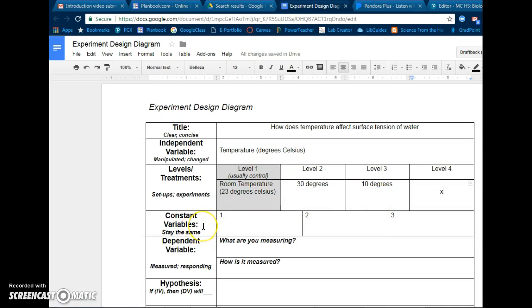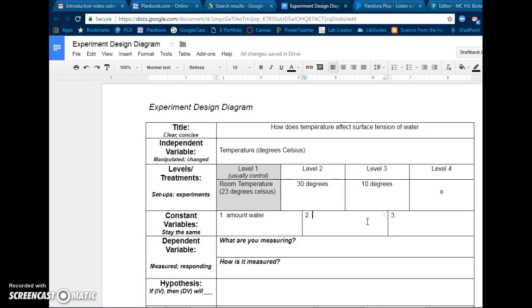Okay, so what am I going to have to keep constant? If I want to see what temperature does to surface tension, I'm going to have to keep the amount of water the same, because that could affect surface tension. I'm going to have to keep the, however I'm going to measure it. So let's say I'm going to try to float an object on the surface of a petri dish, or maybe I'm going to take the warm water, the hot water, and the cool water, and I'm going to drop it on pennies to see surface tension.